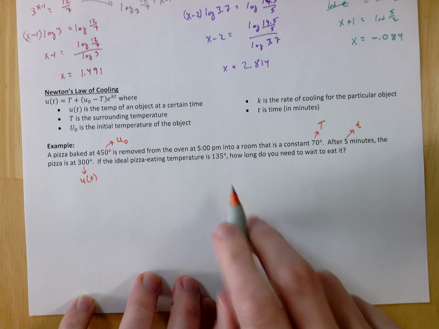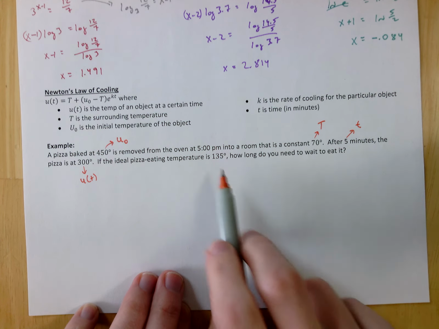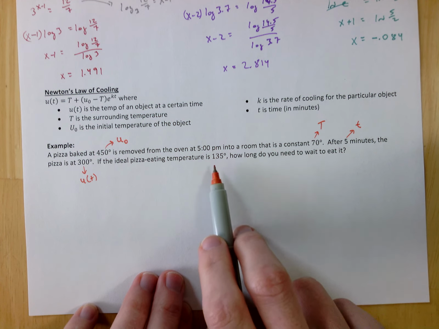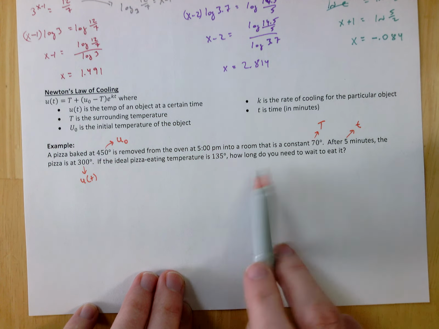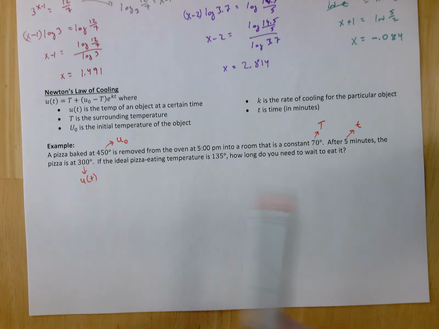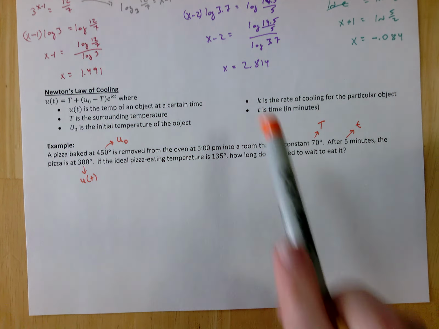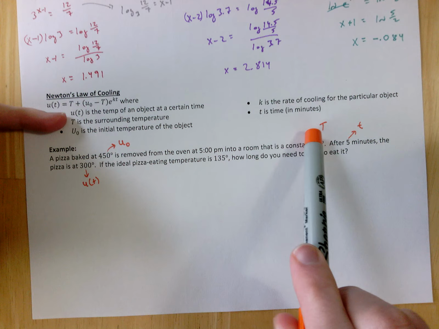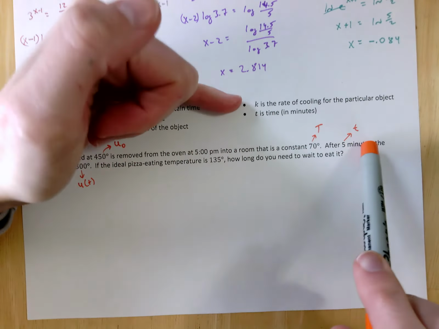Okay, so then what they're actually asking us to find is, we want to eat it when it's at 135 degrees. So we want it to cool down even longer. And so we want to know how much longer do we need to wait to eat it. So what we're going to do is use all of these numbers we've looked at so far, right? The only thing that we're missing is K. We have U of t, we have T, we have U naught, we have little t, we don't have K.